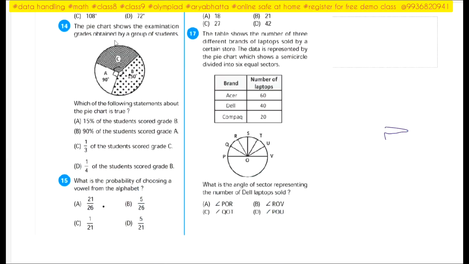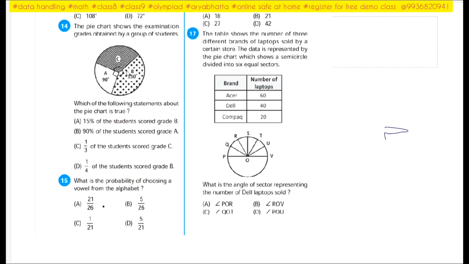The pie chart shows the examination grades obtained by a group of students. Question number 14. Which of the following statements about the pie chart is true? I have to check the true one. 15% of the students scored grade B. Grade B means 150. Now they are saying this one is 90. Okay, grade B is 150 degrees.